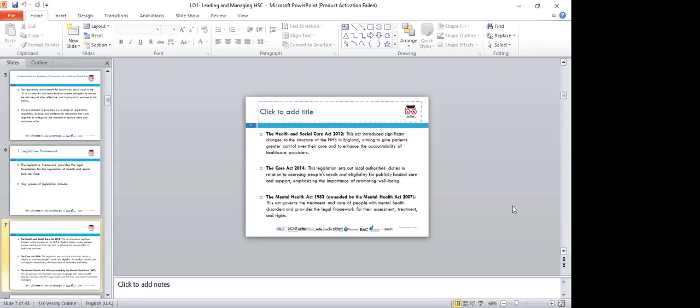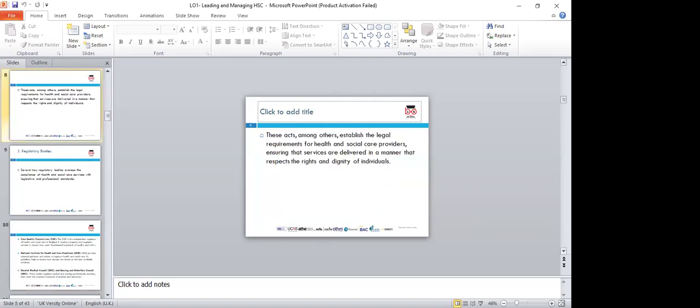Exactly. Then you have the Mental Health Act 1983, amended by the Mental Health Act 2007. This seeks to address anything that governs treatment and care of people with mental health disorders, and provides a legal framework for assessment, treatment, and rights. So it helps in how service users will be treated as a carer or as a nurse. This Act, among others, establishes the legal requirement for health and social care providers, ensuring that the services are delivered in a manner that respects the rights and dignity of individuals.